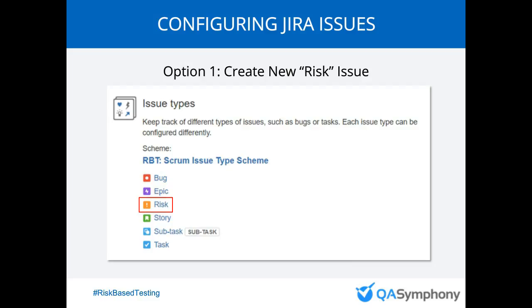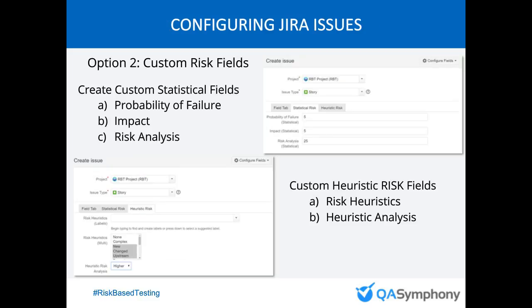So although you could create a risk issue inside of JIRA and track it that way, what I'm suggesting is option two, which is to create custom fields on the actual issues that you are testing against. The first way, from a statistical standpoint, is to add in the probability of failure, the impact of that failure, and then a combination of the analysis. So a high probability of failure times the impact of the issue will correlate to a risk analysis of 25 points.